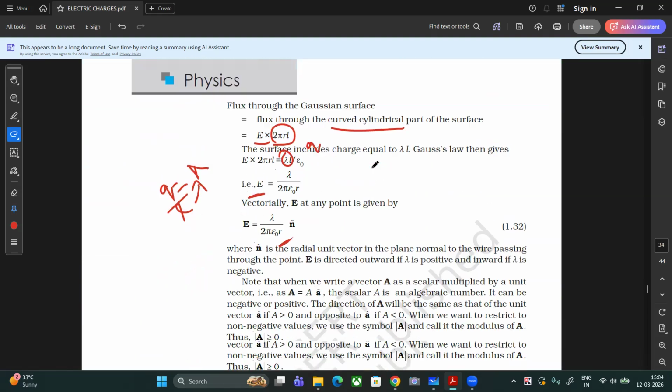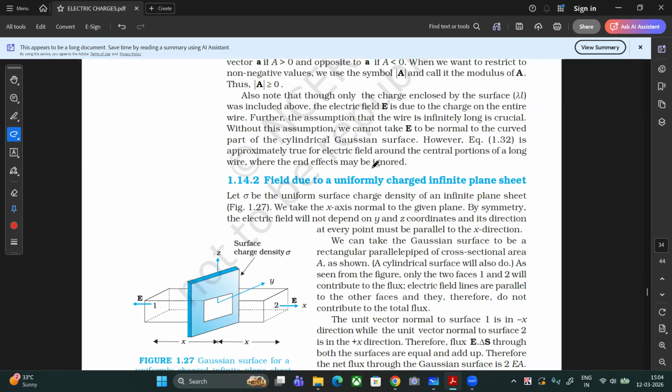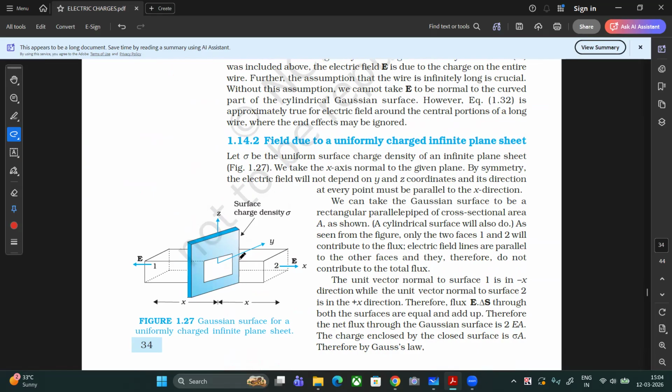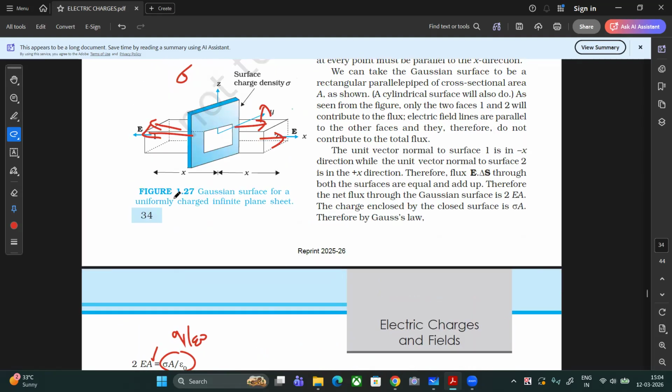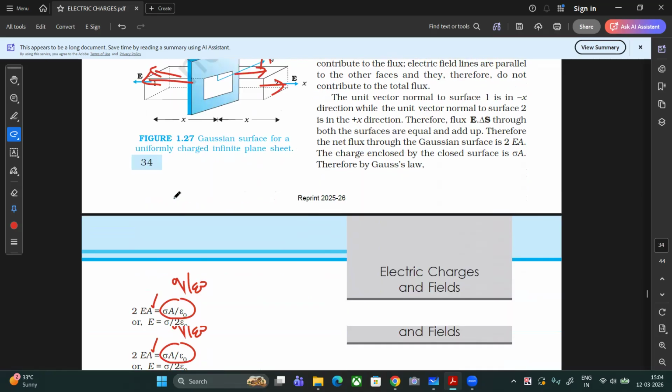Next topic is the field due to a uniformly charged infinite plane sheet. Let's take one sheet with surface charge density sigma. We take a Gaussian surface of rectangular shape. The electric field on both sides has the same direction, so we take two surface areas, 2 into E into del S. It is related with Gauss law, Q by epsilon. The Q value here is sigma A, because it is a surface charge density on a plane sheet.